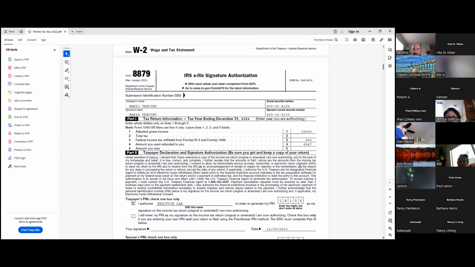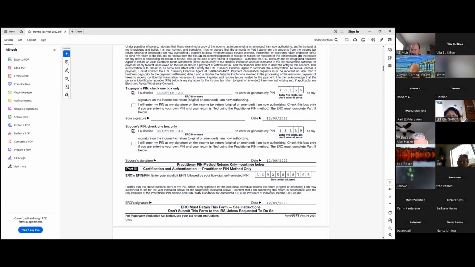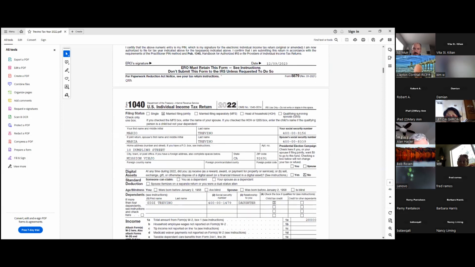This is the 8879. There's a state one also, and this is the e-file authorization, which lists a couple things to include the amount of refund or what they owe. And then what happens is the taxpayer, once they're happy with the explanation, they'll sign the 8879. And then once that's signed, our e-filer will e-file the return. And usually when we e-file the federal, taxpayer wants the state return to be e-filed.